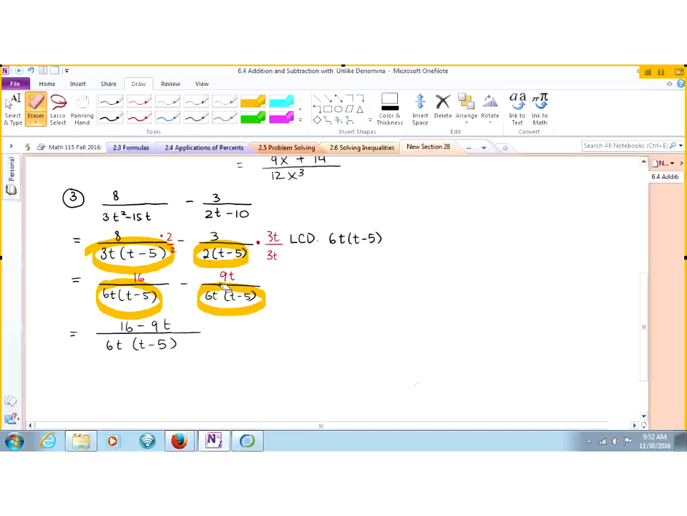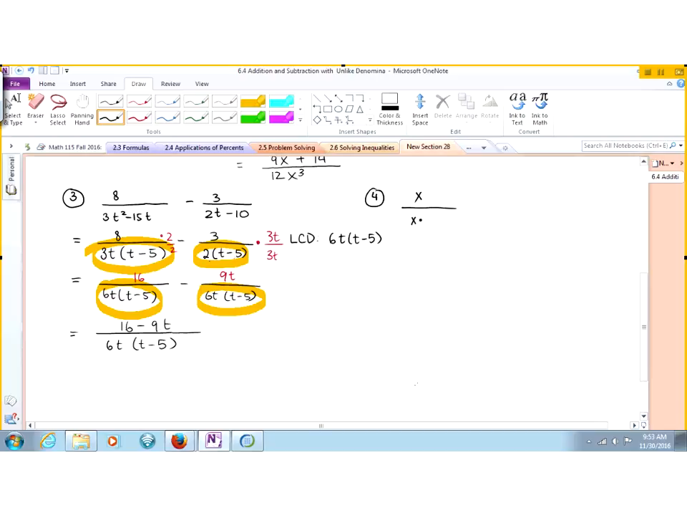19 minus 16? How do you get 19? Oh, negative 9t plus 16. Right? So you cannot just change the number. 1 minus 2 is not the same as 2 minus 1. Yeah? So you can write it as negative 9t plus 16. That's correct.